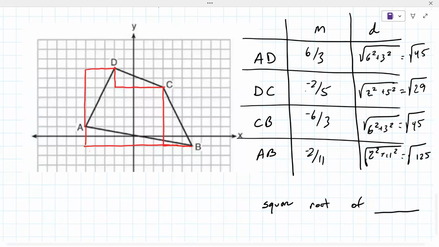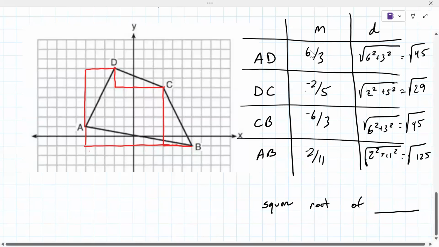Good. Okay. Now we know that, wait a second here. So are there any parallel sides? Are any of these slopes the same? 6 and 3 are parallel, but one's a negative. So that's off. So no. And it kind of looks like it's a trapezoid, maybe.